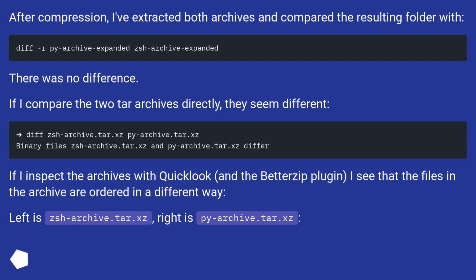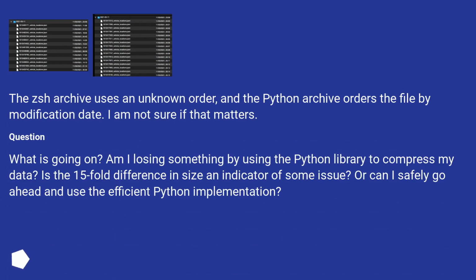Left is zsharchive.tar.xz, right is pyarchive.tar.xz. The zsh archive uses an unknown order, and the Python archive orders the files by modification date. I am not sure if that matters.